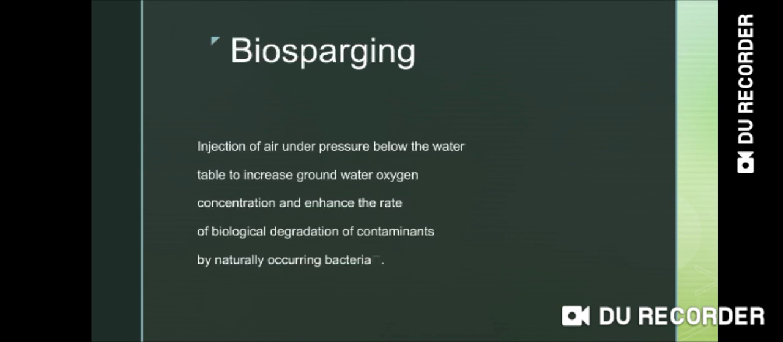Next is biosparging. In the previous slide, we studied that in bioventing, contaminated soil is degraded. But in biosparging, contaminated groundwater is degraded. We know that in water, oxygen is already present, but to accelerate the growth of bacteria and to increase the rate of degradation, we supply sufficient air so that the concentration of oxygen is increased in the water and the degradation process proceeds at a much faster pace.